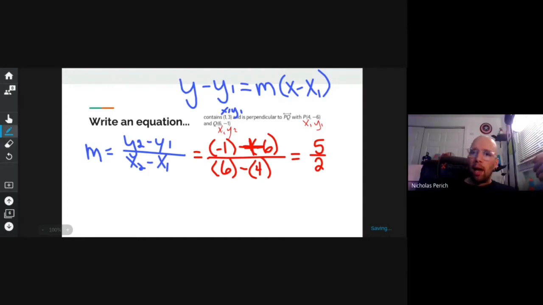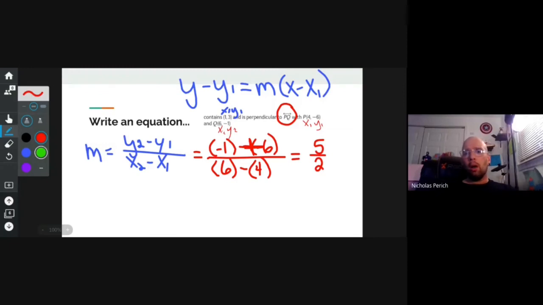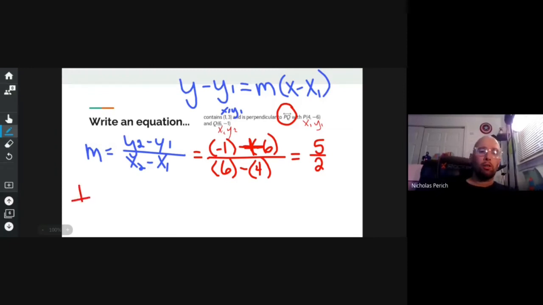Now, this line has a slope of 5 over 2. In the chat, I need you to tell me the perpendicular slope, please. 2.5, but don't turn it to 2.5. Good, Athena. The perpendicular slope is -2 over 5. So the perpendicular slope, which is the one we want, is -2 over 5.